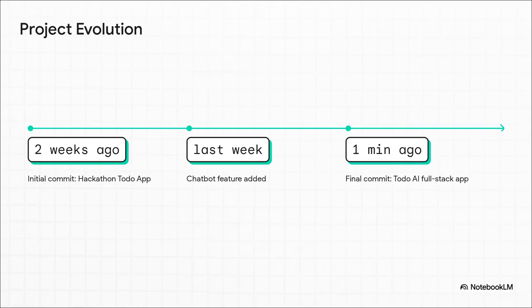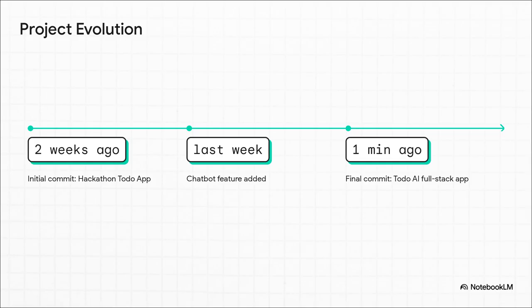8. That is an insanely small number for a whole application. This tells us immediately that this project wasn't built over months or even weeks. This thing was built fast, like really fast. And this timeline tells the entire story. Just 2 weeks ago, the very first commit was made.